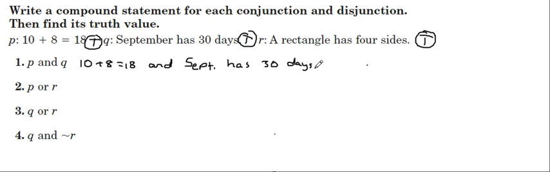Okay, here we made a compound statement. We've said both statements, and then we'll find the truth value. It's an and statement, and since both statements are true, the entire statement, the compound statement, is also true. So we'll put a T for true here.